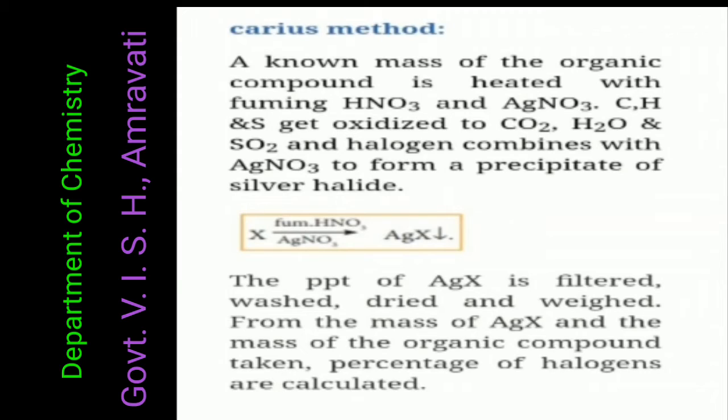In Carius method, a known mass of the organic compound is heated with fuming HNO3 and AgNO3. Carbon, hydrogen and sulfur get oxidized to CO2, H2O and SO2, and halogen combines with silver nitrate to form a precipitate of silver halide. The precipitate of silver halide is filtered, washed, dried and weighed. From the mass of silver halide and the mass of organic compound taken, the percentage of halogen is calculated.